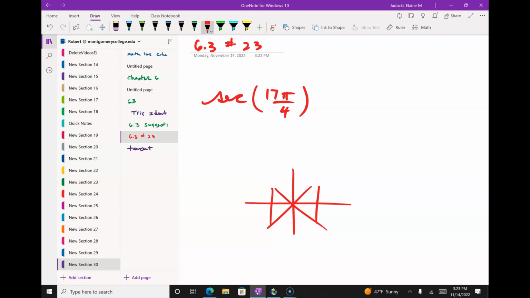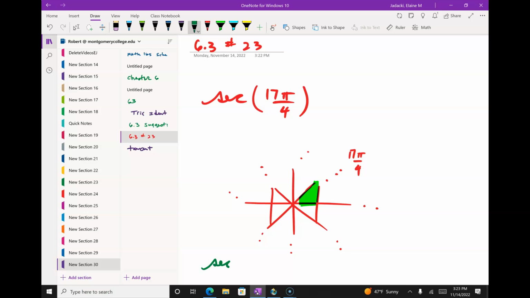So I'm going 1, 2, 3, 4, 5, 6, 7, 8, 9, 10, 11, 12, 13, 14, 15, 16, 17. What do you know? 17 pi over 4 is exactly the same as pi over 4. Exactly the same place. So what I know about that particular piece is that no matter what trig I ask you for, it will be positive. Right?